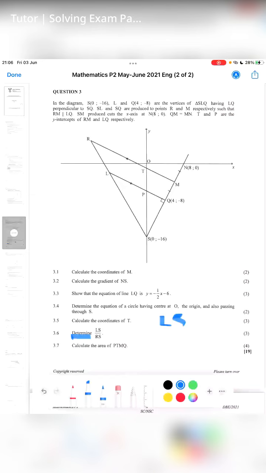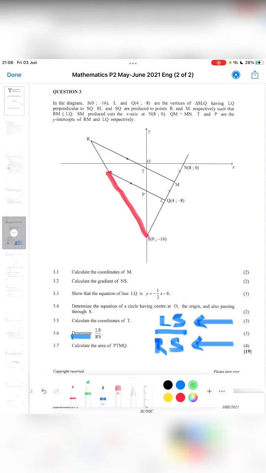So that means you are concentrating on the length or distance of LS versus the distance of RS. So ask yourself this question: where is LS? Let's see. There is LS. And again, where is RS? There is RS. So up to what I've explained up to this point, does it make sense in terms of how to interpret that question? Yes, sir, it does, sir.